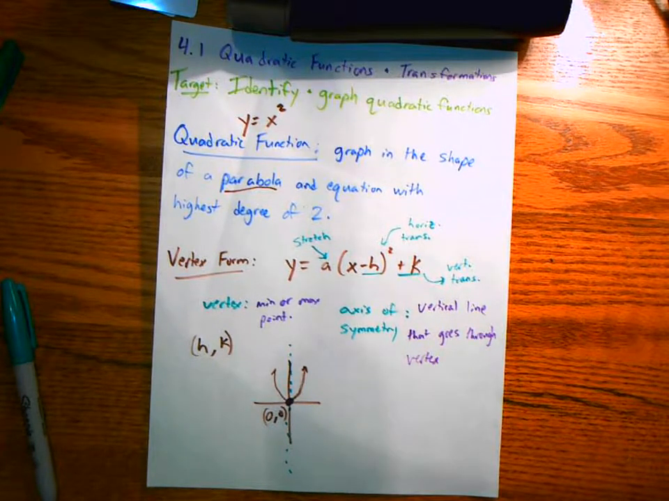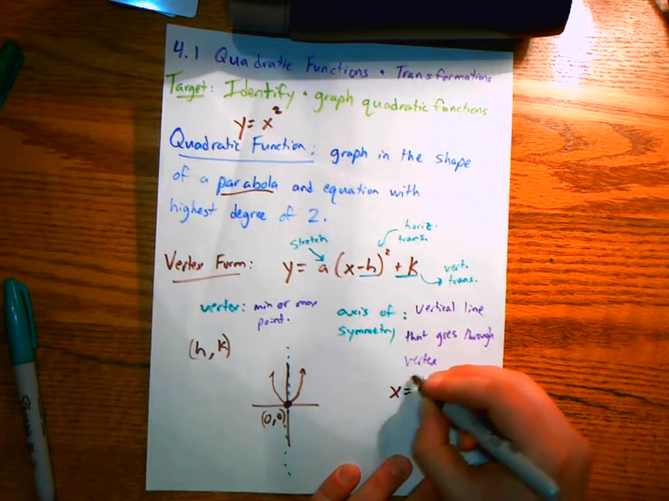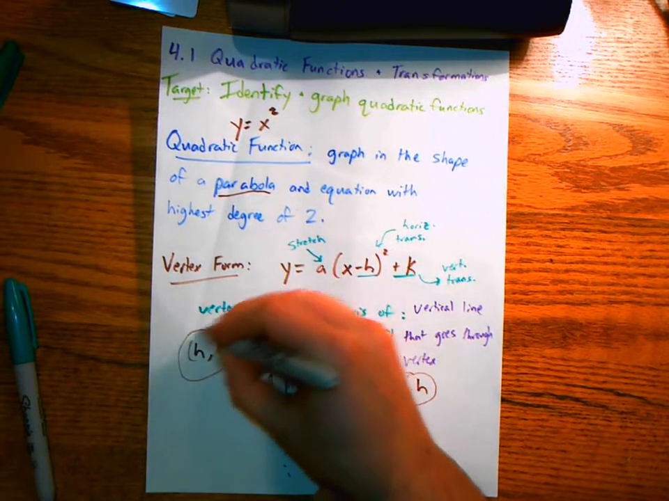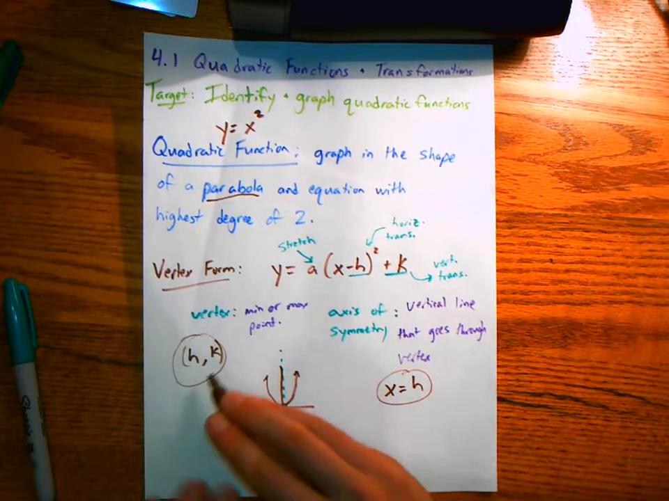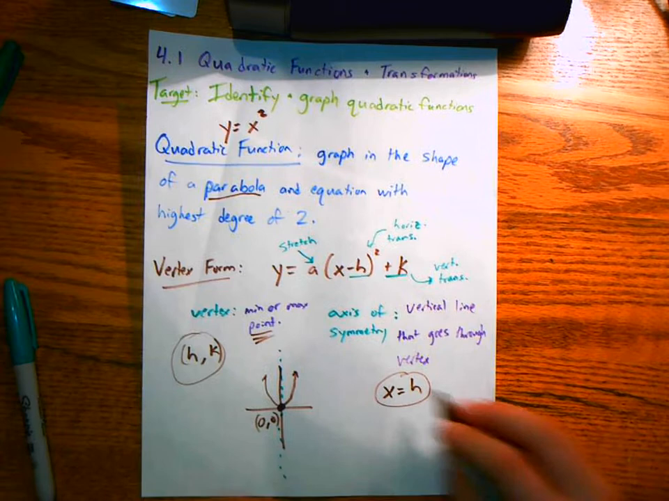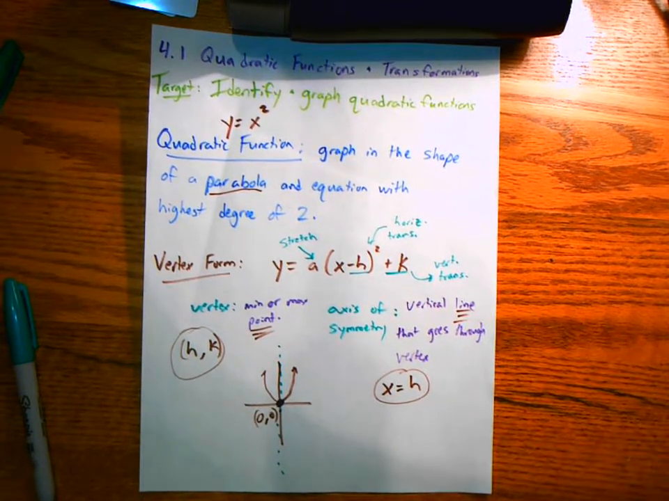If you have your equation written in vertex form, your axis of symmetry will always be the equation x equals h every single time. So our vertex is the point (h, k), and our axis of symmetry is the line x equals h. The vertex is always a point, and the axis of symmetry is always a line. Don't get those two mixed up because they're not the same thing.